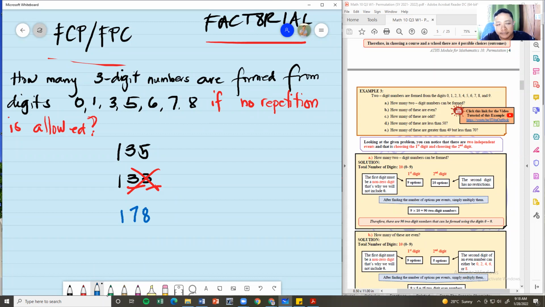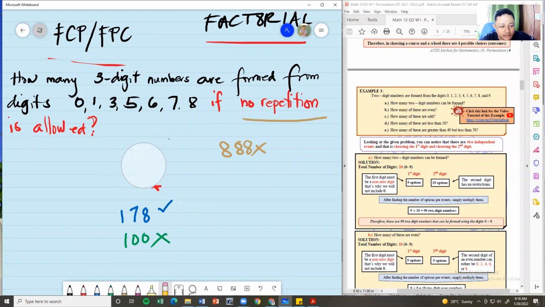What about 178? Is that included? Yes or no? Yes, this is included kasi walang nagre-repeat. What about 100? Is it included? Yes or no? No. What about 888? Is that included? Of course not, kasi there should be no repetition. So therefore, in short, once we already used 1 digit on the hundreds place, we cannot use that anymore for the succeeding place values.